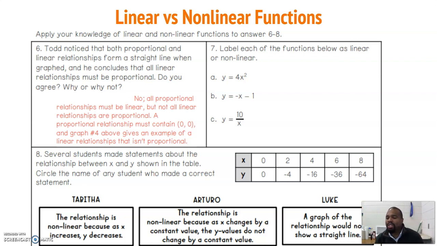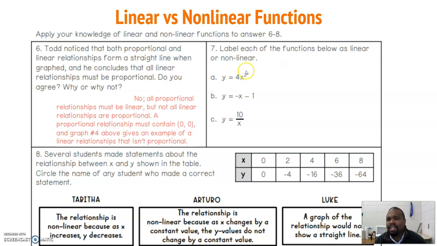If you remember when you talk about constant proportionality, if it's a proportion, it has to pass through the origin. Well, linear functions and relationships don't necessarily have to pass through the origin as long as it's a straight line. So all proportional relationships must be linear, but linear relationships don't necessarily have to be proportional.